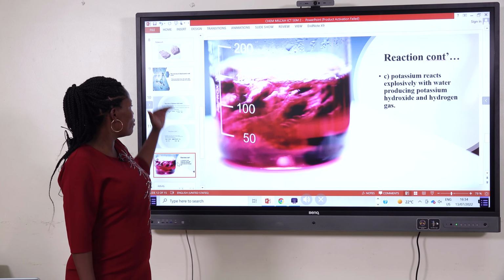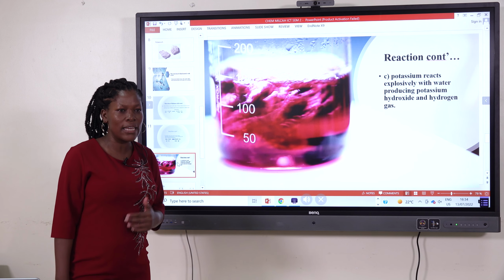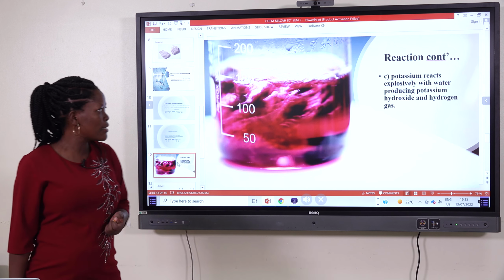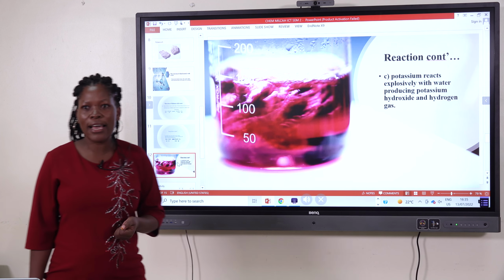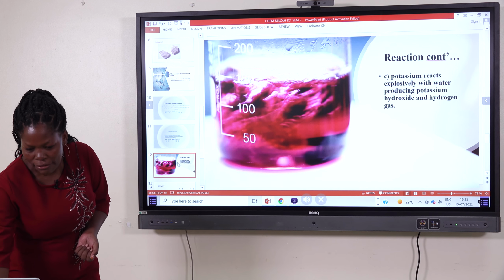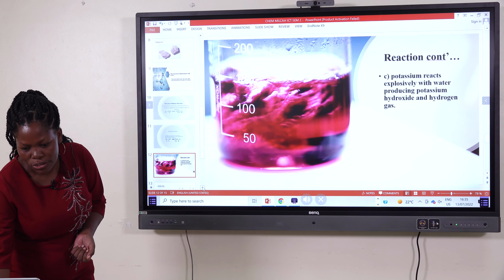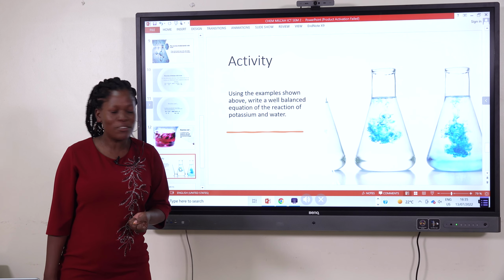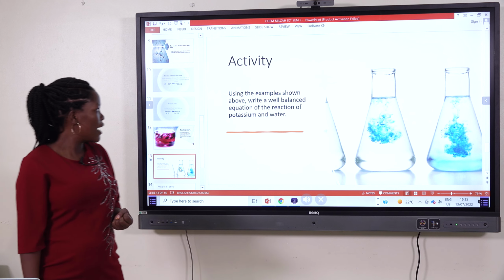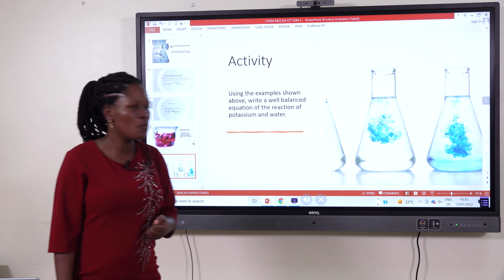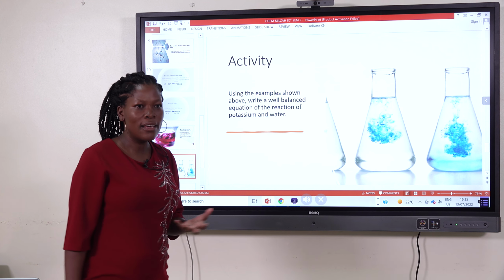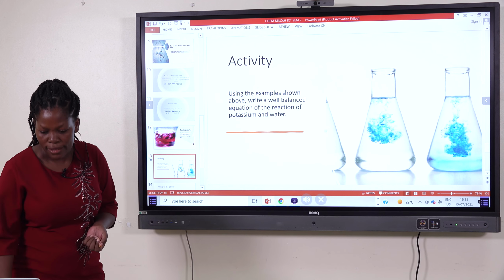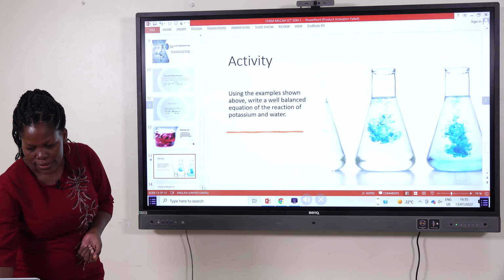Now that we have known how these particular metals react with water, can we be able to give out a well-balanced equation of potassium reacting with water? So we'll have an activity that you need to do. So we need to show from whatever we have learned how potassium reacts with water. And remember, potassium is explosive if you compare with the 3 metals.